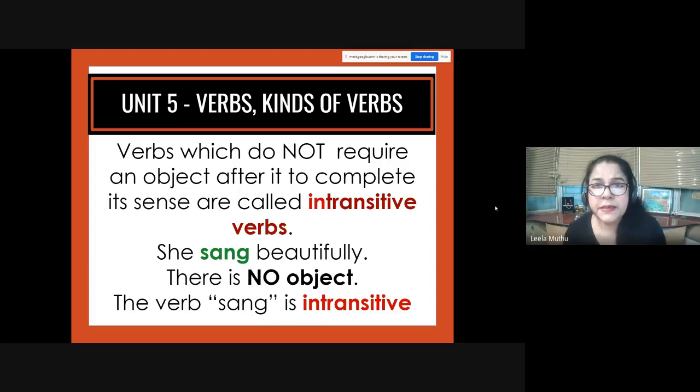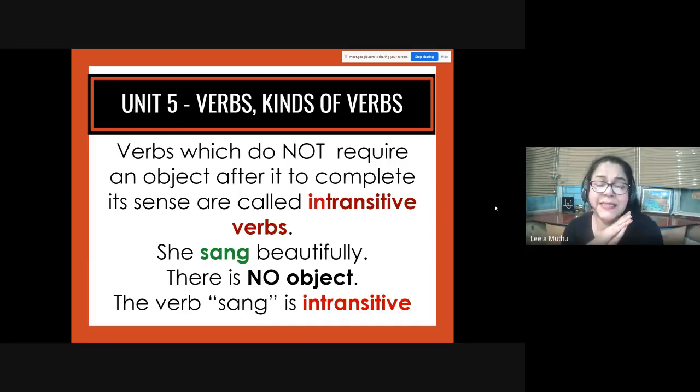All right. So the presence of objects in the sentence immediately tells you that it's a transitive verb. But the absence of objects, or when there are no objects in the sentence, it is an intransitive verb. Okay? Now look at this. Verbs which do not require an object after them to complete their sense are called intransitive verbs. They do not require it. By itself, without the objects, it is a complete sentence, which makes complete sense. It's a complete thought. Okay?